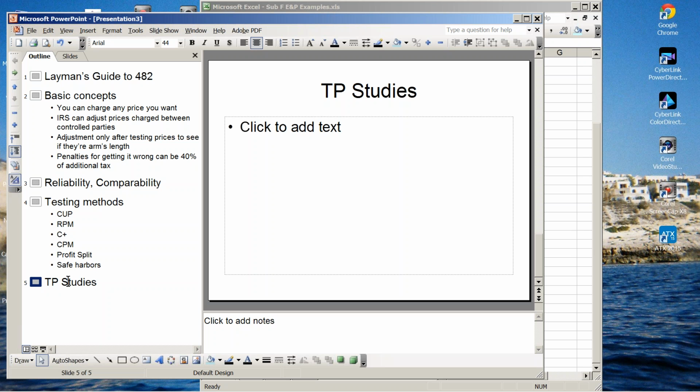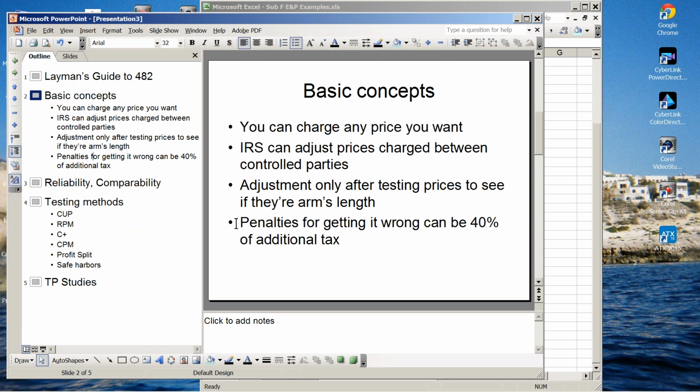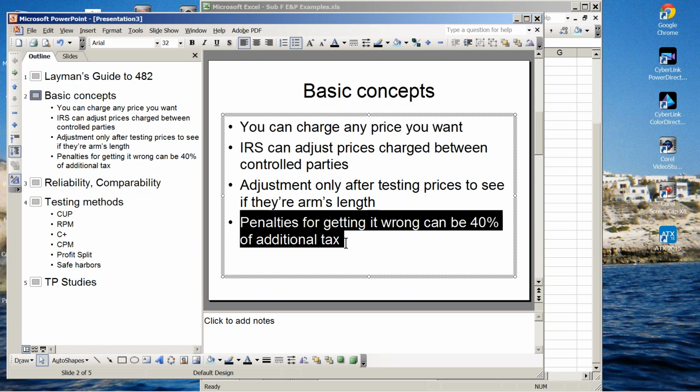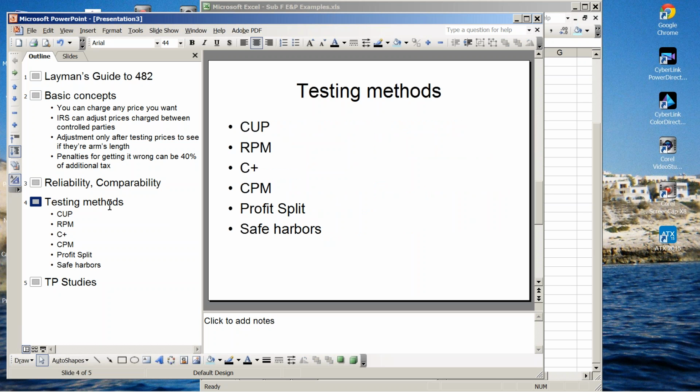Because if you have a transfer pricing study and it supports the prices you charged and it's reasonable, then you get to avoid those huge penalties. So this was transfer pricing in a small nutshell. I encourage you to watch Steve Rapp's video. It's outstanding as webinars go.